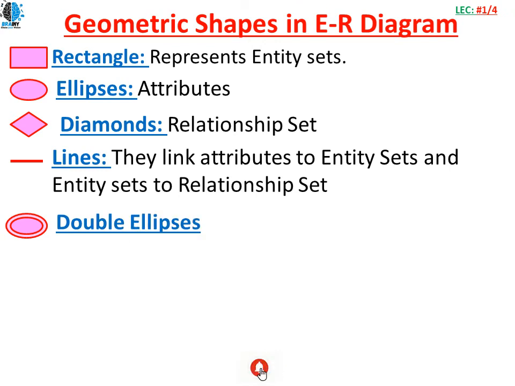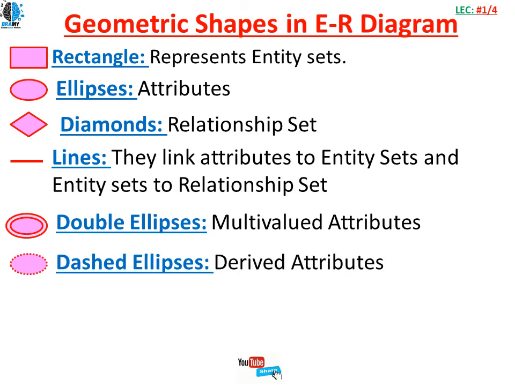Next we have the double ellipse. It is a multi-valued attribute. If you have a single ellipse, it's a simple attribute. If you have a double ellipse, it is a multi-valued attribute. Next we have the dashed ellipse. It is a derived attribute. What's a derived attribute? I will tell you in detail about this attribute in coming slides.